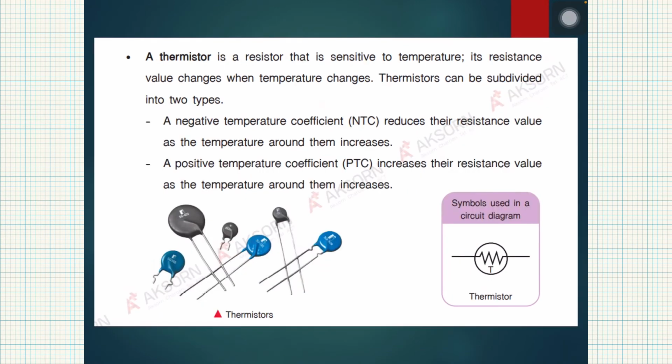We also have the thermistor, a resistor that is sensitive to temperature. Its resistance value changes when the temperature changes. Thermistors can be divided into NTC and PTC. NTC is the negative temperature coefficient and PTC is the positive temperature coefficient. The symbol of a thermistor is like this. So that's all about resistors.